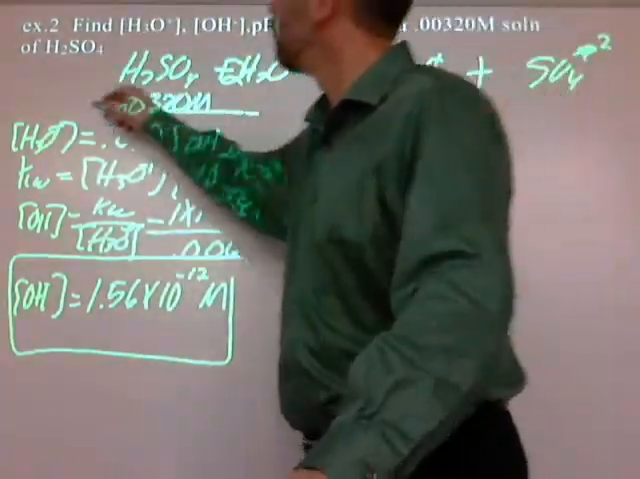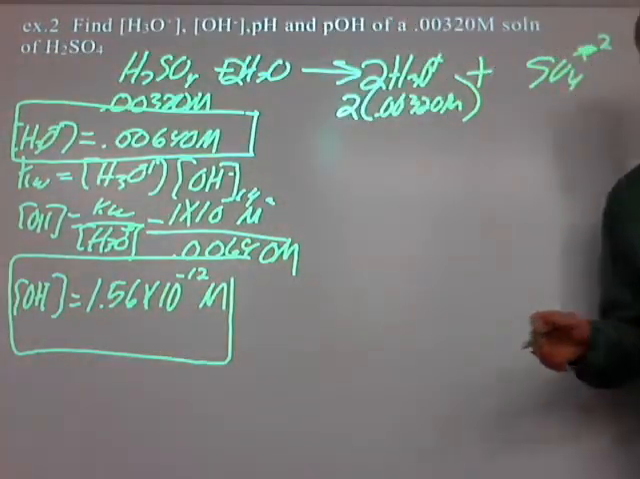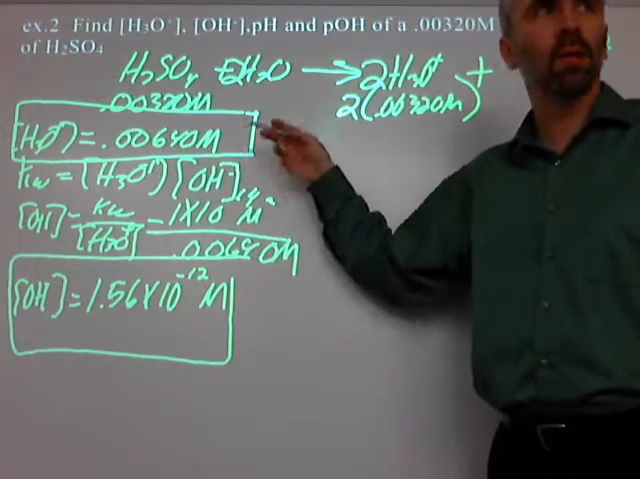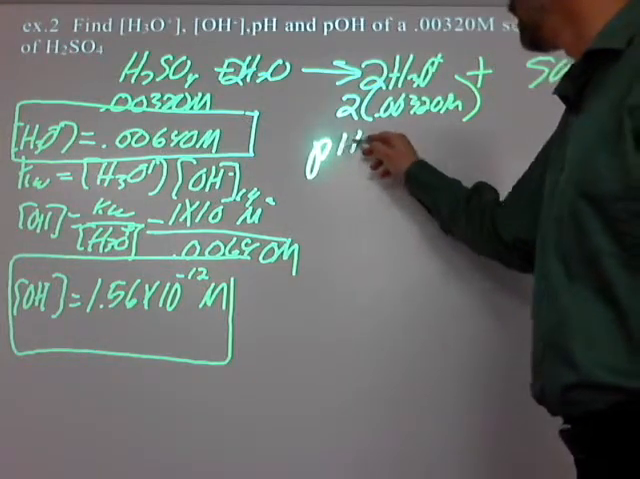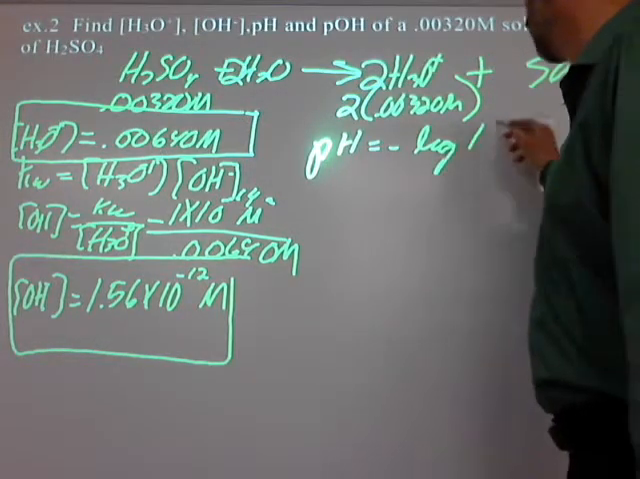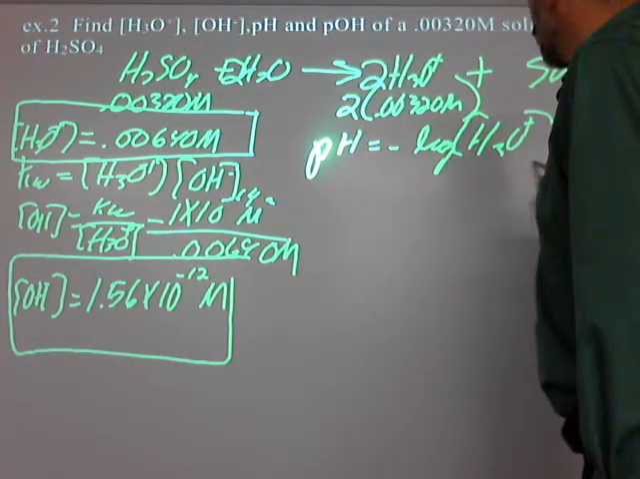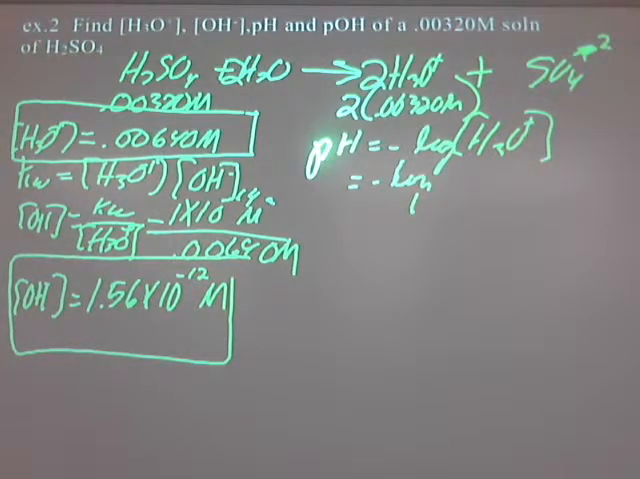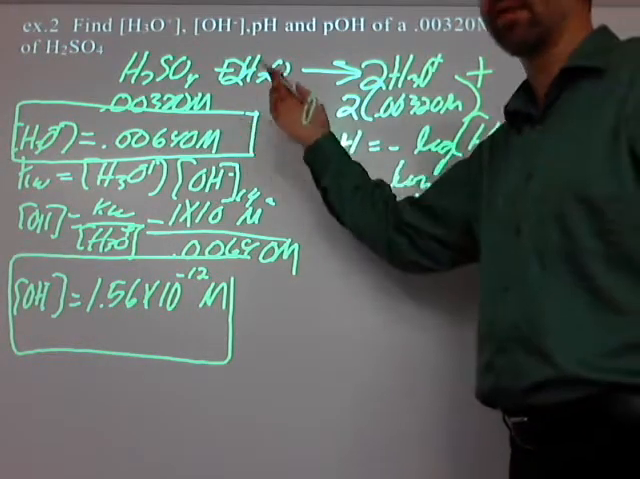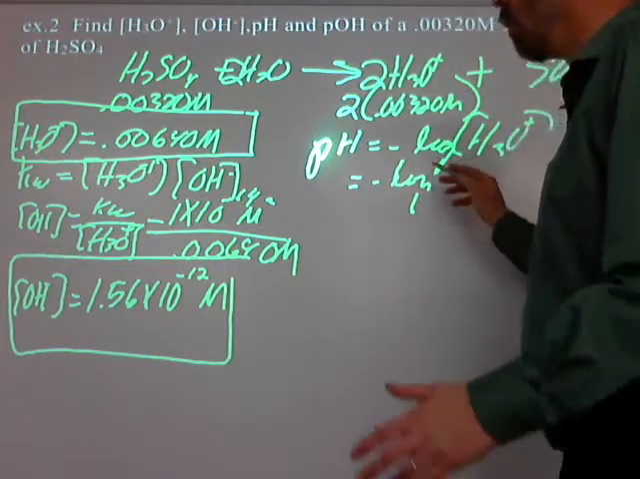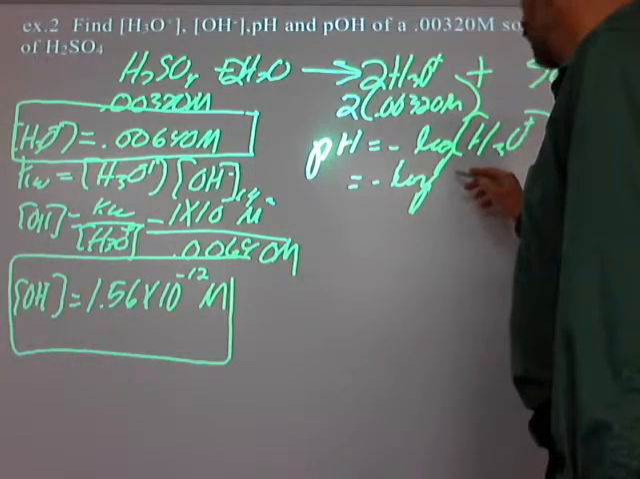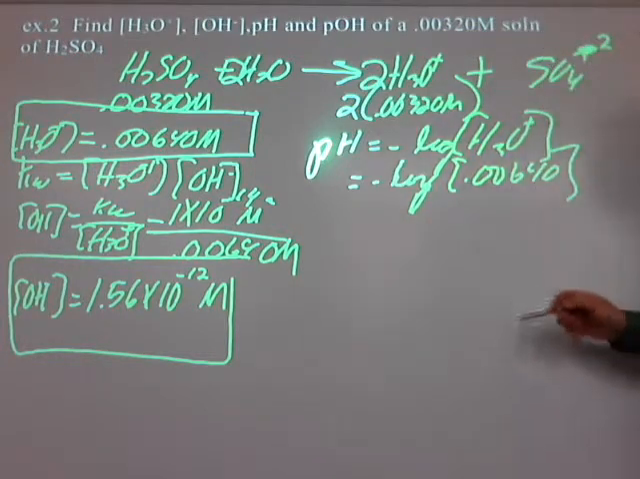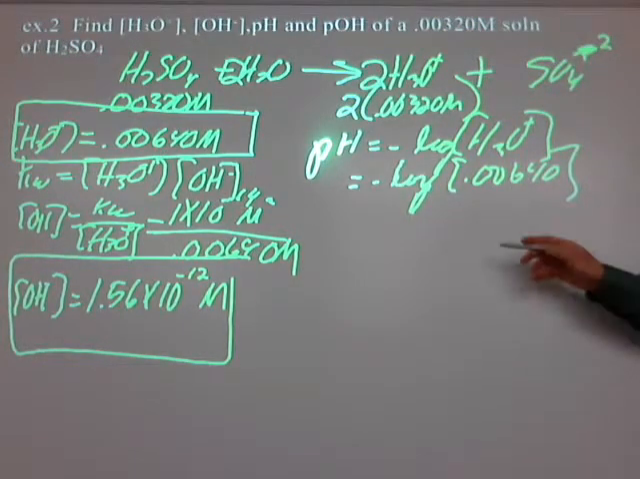So I now know the hydronium and I know the OH. Here's another mistake you can make. Don't plug the wrong one into the pH calculation. pH is the negative log of the hydronium concentration, correct? So it's the negative log of which number? Right. In this case, it's the first one. Last time it was the second one we did. But it's always the hydronium, which is the negative log of 0.00640 molar. Okay, do the math for that.